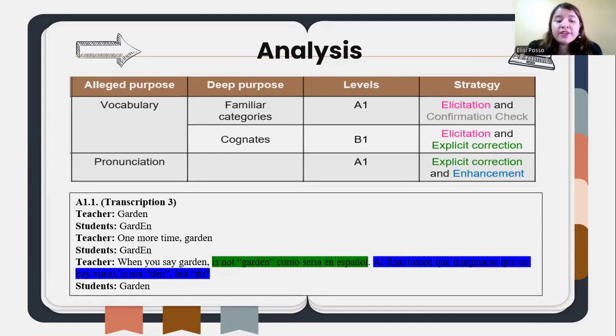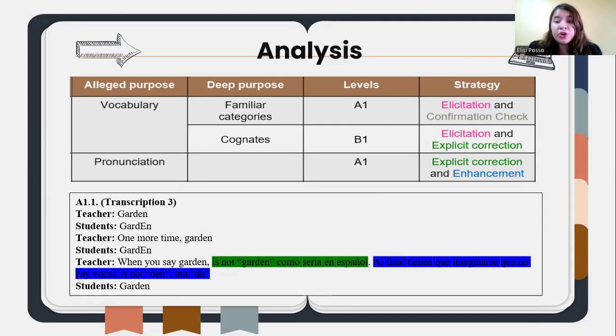Okay, so in the third sample, the teacher is correcting the pronunciation of the word garden at the A1 level. She explains to her students that they should not rely on their mother tongue here, as Spanish pronunciation could interfere. So the use of Spanish here serves to prevent negative transfer and make a language contrast.